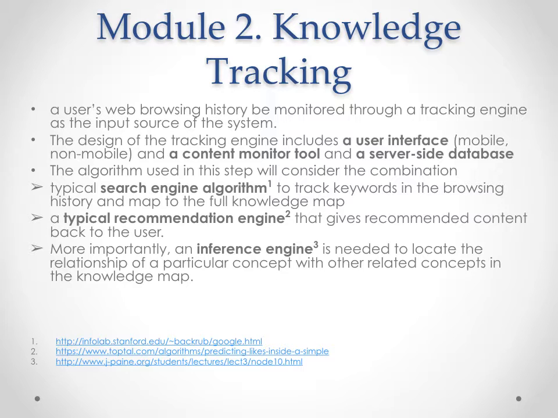So basically, through the interface, after the system monitors the content, it will write into a database to generate that person's personal knowledge map. The algorithm used in this step will consider a combination of the following three. The first is the typical search engine algorithm: after we track the browsing history and the keywords in it, we map them to the full knowledge map by searching those keywords against the comprehensive knowledge map generated in Module 1.